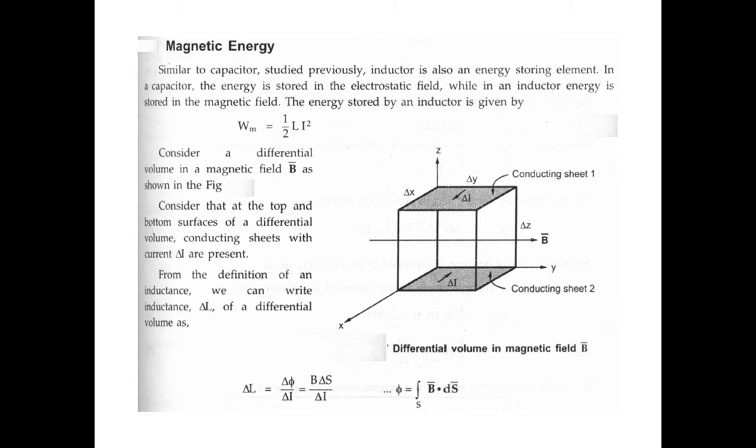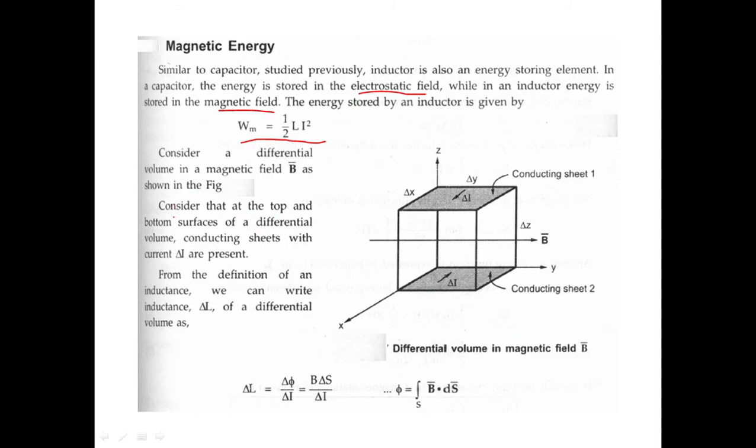Whereas the capacitor stores energy in the electrostatic field, the inductor stores energy in the magnetic field, right? The energy stored in the inductor is given by Wm is equal to half L i square. I think everyone knows this. So consider a differential volume of a magnetic field B vector as shown in the figure. This is the differential volume we are considering in the Cartesian coordinate system.